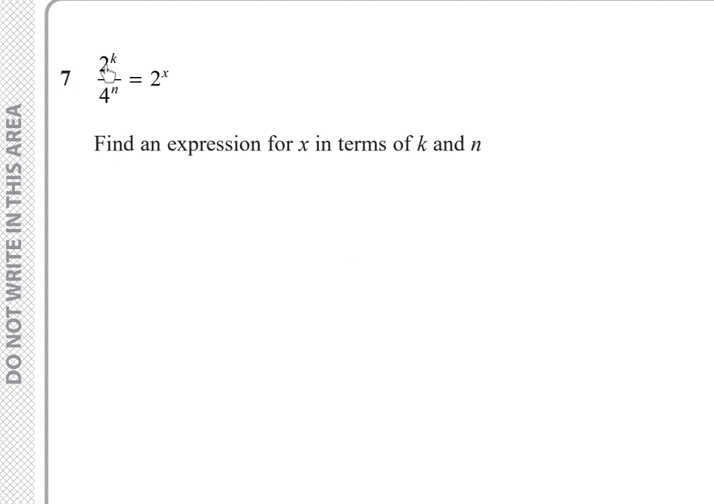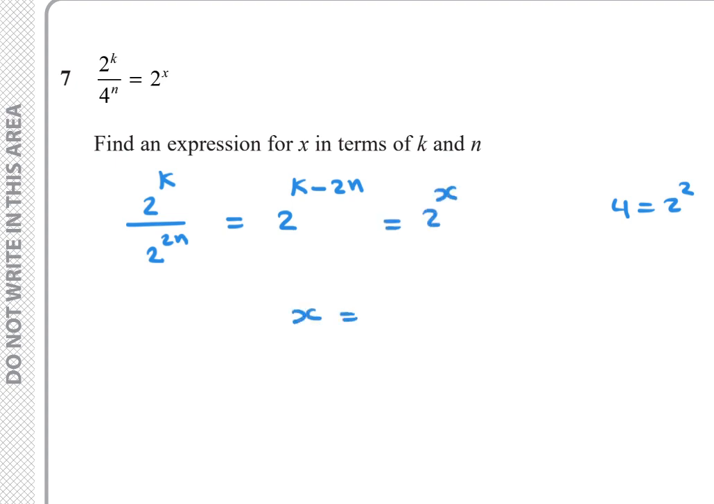Number 7, 2 to the power k divided by 4 to the power n equals 2 to the power x. Find an expression for x in terms of k and n. 4 can be written as 2 squared, so the left hand side can be written 2 to the power k over 2 to the power 2n, because 2 times n, 2n. We can simplify more, so 2 to the power k minus 2n. Now this equals 2 to the power x, so x equals k minus 2n.